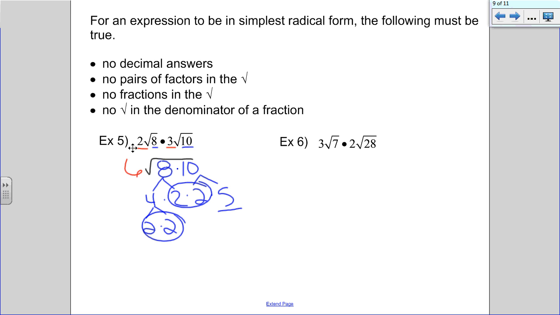The 6 that we got, and where did I get this 6 from? Yeah, 2 and 3. That 6 is going to come down. This 2 is going to come out. This 2 is going to come out. And then 5 is going to stay underneath my radical because it doesn't have a pair. 6 times 2 is 12, and 12 times 2 is 24.